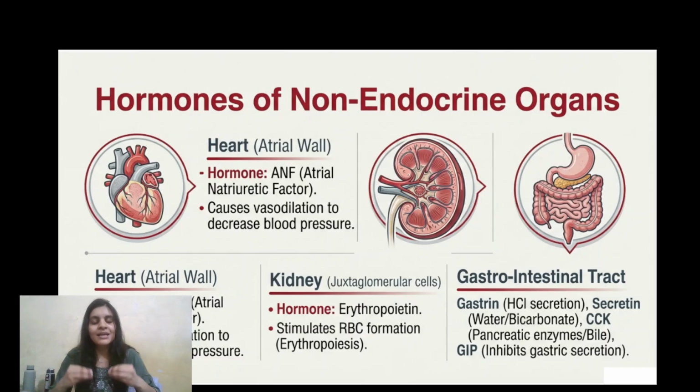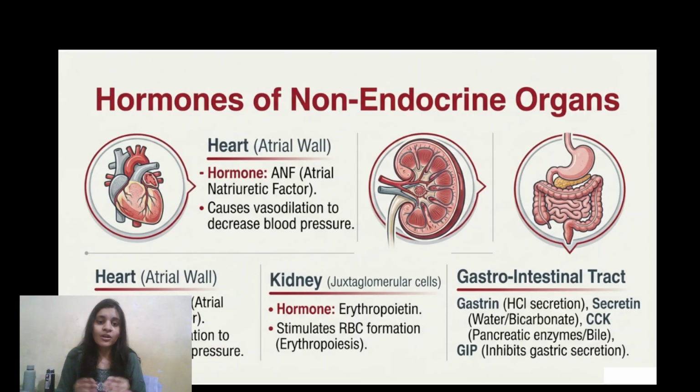Now, you know what, guys? There are some non endocrine organs in your body which also secrete some specific hormones. So, your heart's atrial wall secretes a particular hormone called ANF, atrial natriuretic factor. It basically does what? It causes vasodilation, which leads to a decrease in blood pressure. After your heart's atrial wall, your kidney also has JG cells, which are juxtaglomerular cells. Juxtaglomerular cells secrete a hormone known as erythropoietin. Erythropoietin leads to RBC production. So whenever you have low RBCs, JG cells increase the amount of RBCs.